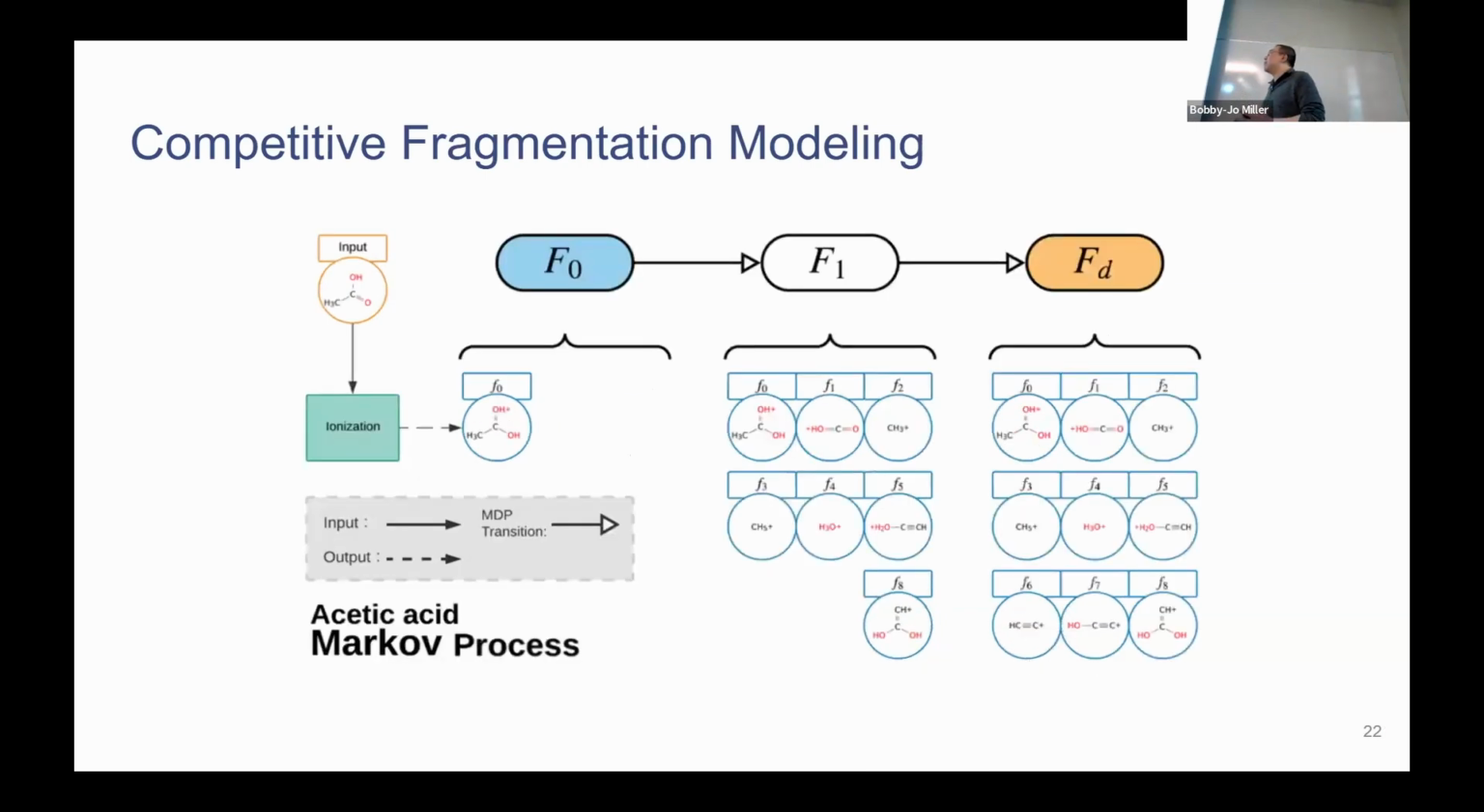Then a few assumptions we made here: first, we assume everything that happens in the instrument is a Markov process. That means the fragmentation happening at one time step is only dependent on the previous steps. So this is actually a little bit of a confusing graph, I'm aware. I made this about five years ago when I was young and naive.